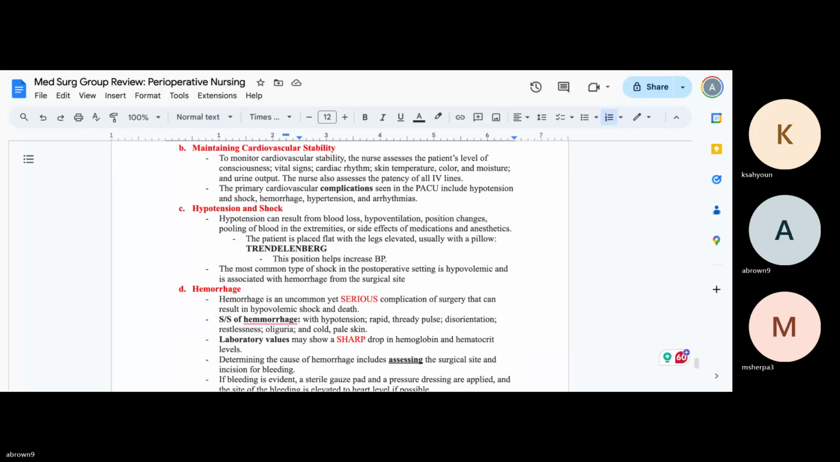Okay. Maintaining cardiovascular stability. To monitor cardiovascular stability, the nurse assesses the patient's level of consciousness, vital signs, cardiac rhythm, skin temperature, color, and moisture, and urine output. The nurse also assesses the patency of all IV lines. The primary cardiovascular complications seen in the PACU include hypotension and shock, hemorrhage, hypertension, and arrhythmias.